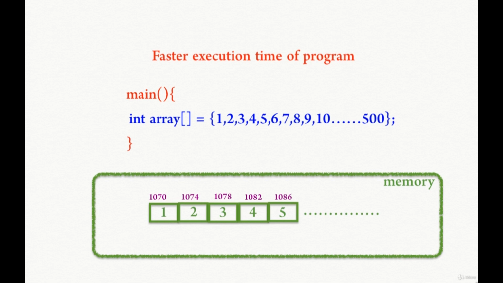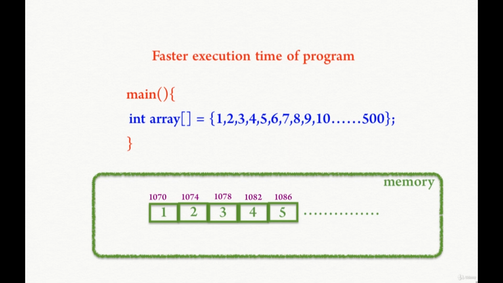Like 1 is stored at address number 1070, so 2 will be a difference of 4, that is 1074, because every integer is 4 bytes. We know that from before. So 70, then 74 and 78 and so on. With a difference of 4 bytes, all values will be stored in the memory.